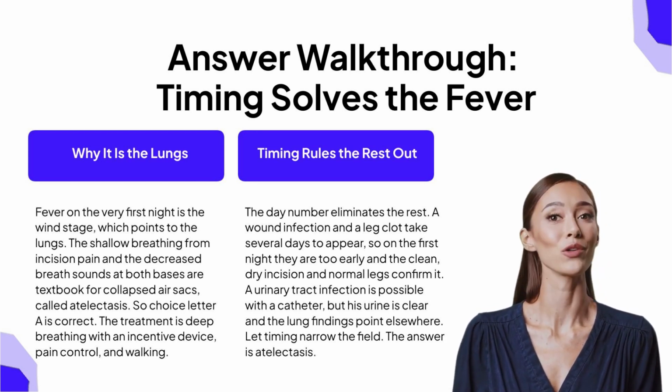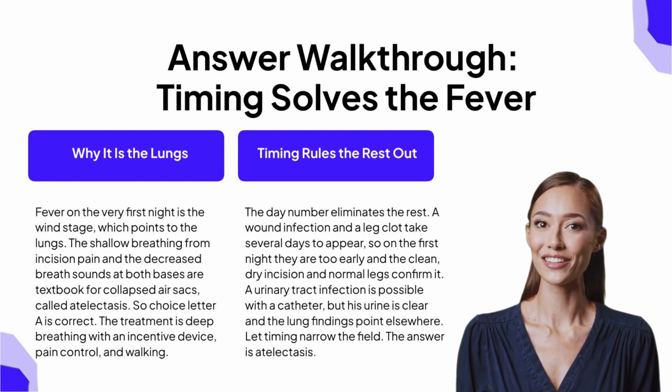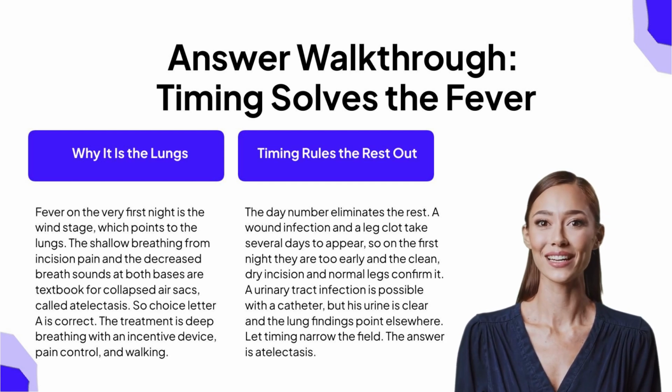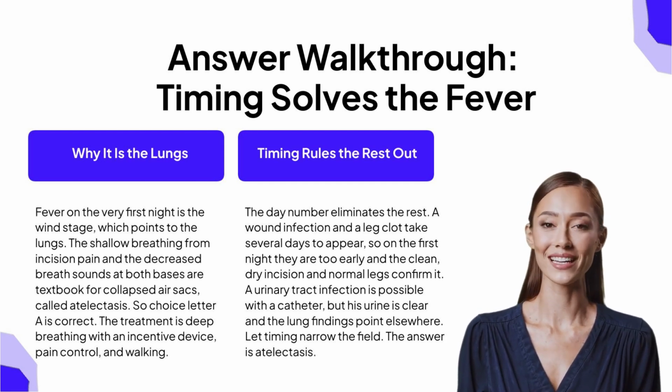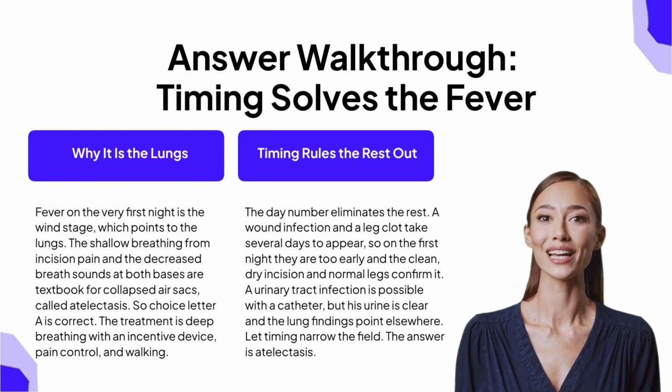The treatment is simple and worth knowing. Get him to breathe deeply with an incentive breathing device, control his pain so he can take full breaths, and get him walking. Now let the timing eliminate the rest. A wound infection, choice letter B, and a leg clot, choice letter C, both take several days to develop, so on the first night they are simply too early, and the clean dry incision and the normal legs confirm that.